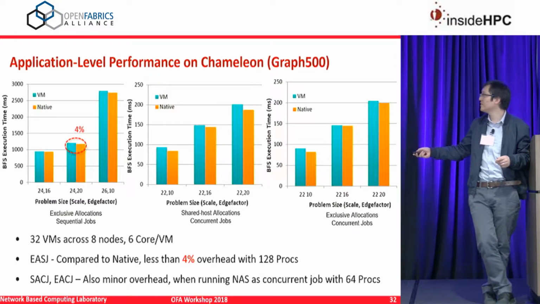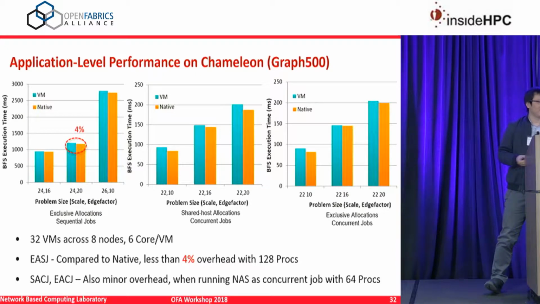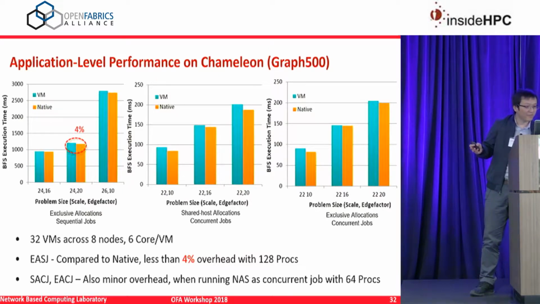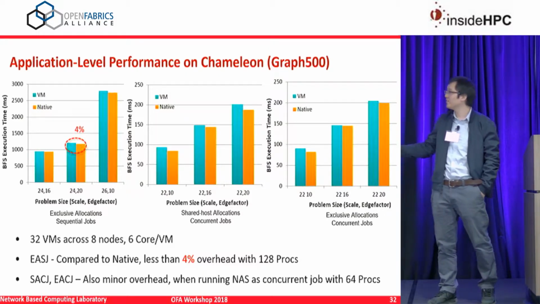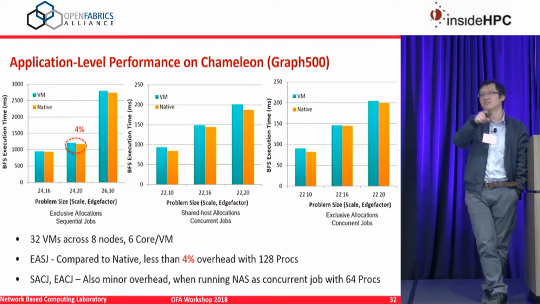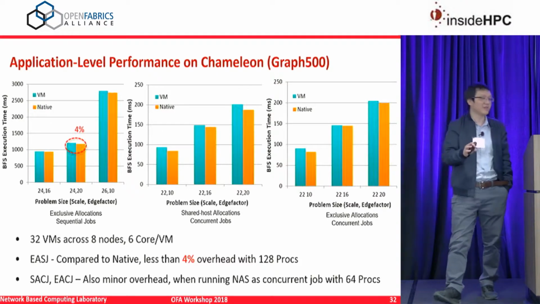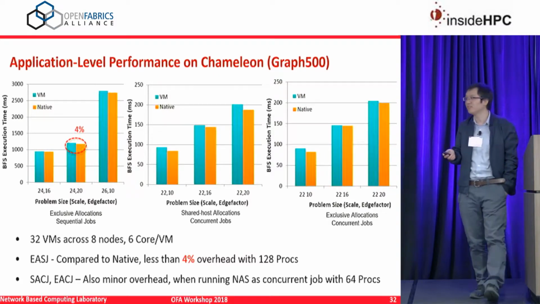So we summarized three different kinds of sharing patterns in the cloud. We call it exclusive allocation, where you run a sequential job. This is the simplest one. Or you have shared host allocation, but you run concurrent jobs. Or you have exclusive allocation and shared host allocation, also with concurrent jobs. In this case, for concurrent jobs, we run two jobs, one is NAS, one is Graph 500. We run them together on the same environment. We want to see how much contention there is and whether everything can be isolated properly. With that, we see very good performance here. We only see like 4% overhead, something like that.